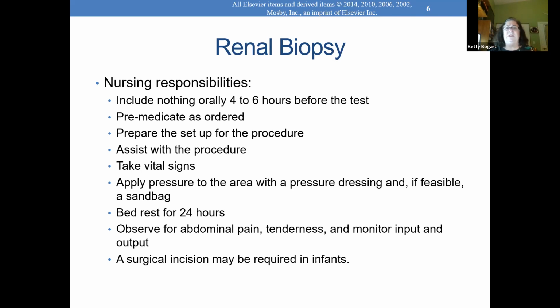So we'll be watching for what? Well, if we're suspecting possible leakage, we're going to be watching intake and output, making sure that their output is good. We'll be watching that dressing for any secretions. And if we're starting to see abdominal pain, that means urine is leaking in there. Something's not right, so we'll be monitoring that. And on infants, because they're so tiny, they do use a little incision, so monitoring them for pain afterwards is important.